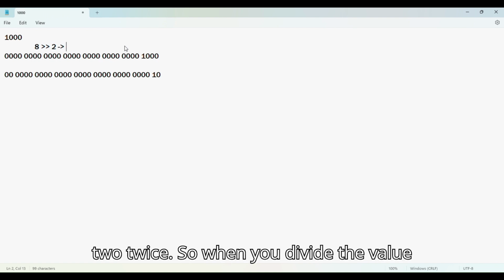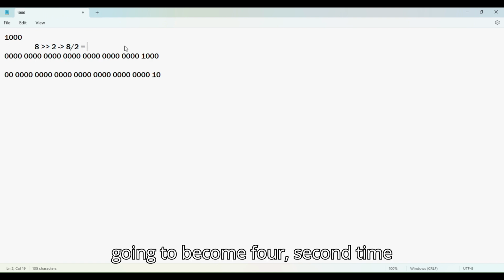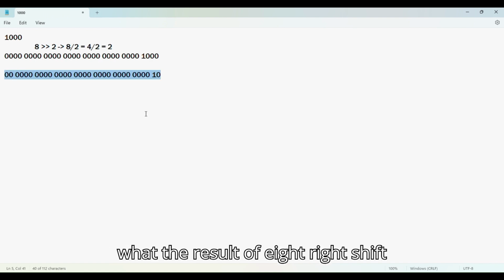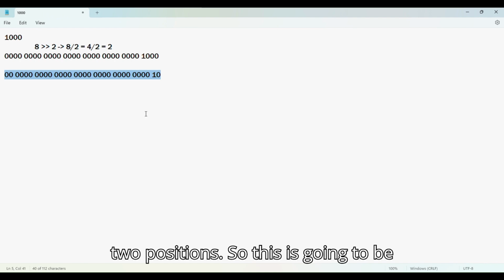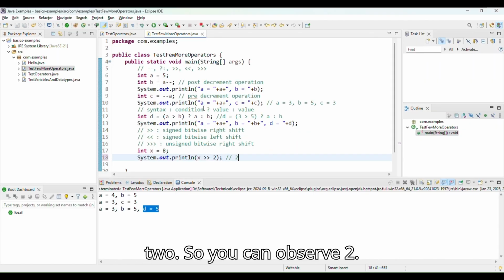So when you divide the value of 8 twice, first time it is going to become 4, second time it is going to become 2. So that is the result of 8 right shift 2 positions. So this is going to be 2. So you can observe 2.